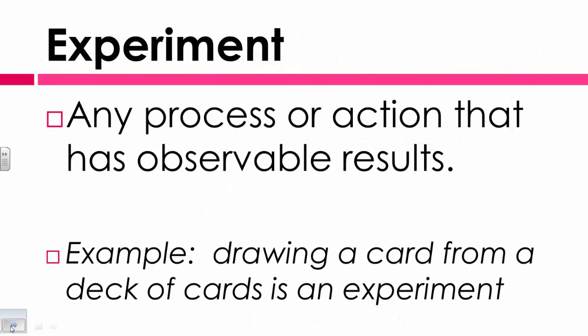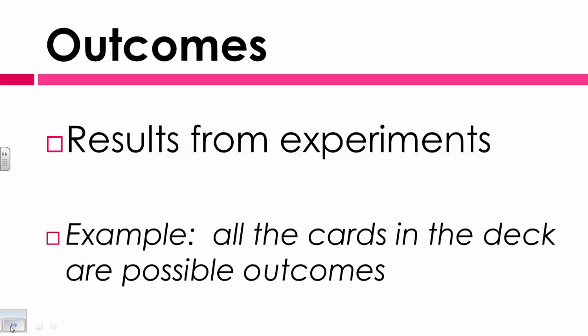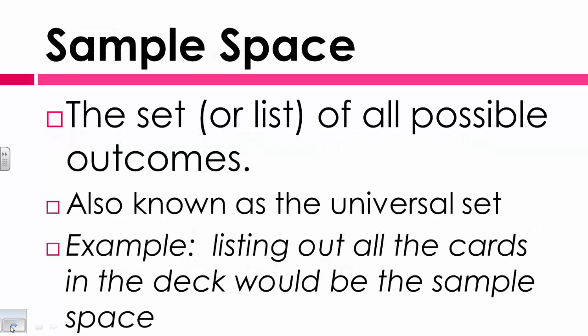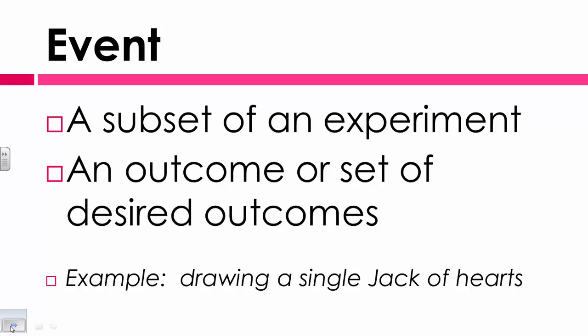An experiment is any process or action that has an observable result. Outcomes are results from the experiments. Sometimes we call it the universal set. An event is like a subset of the experiment. It's an outcome or set of desired outcomes.